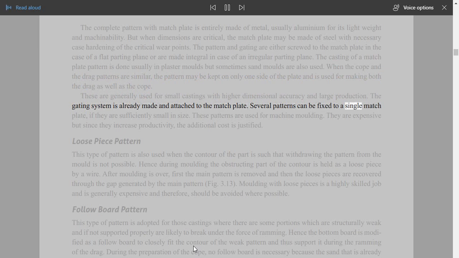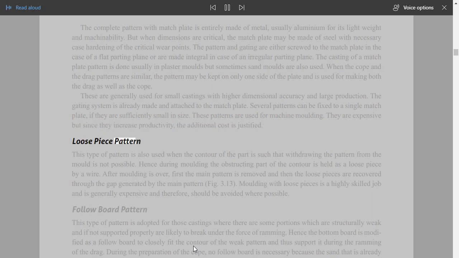Several patterns can be fixed to a single match plate if they are sufficiently small in size. These patterns are used for machine molding. They are expensive. But since they increase productivity, the additional cost is justified.